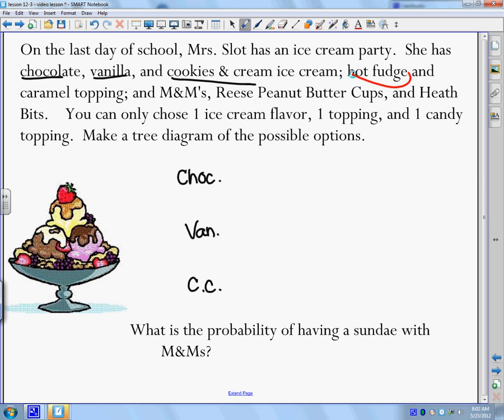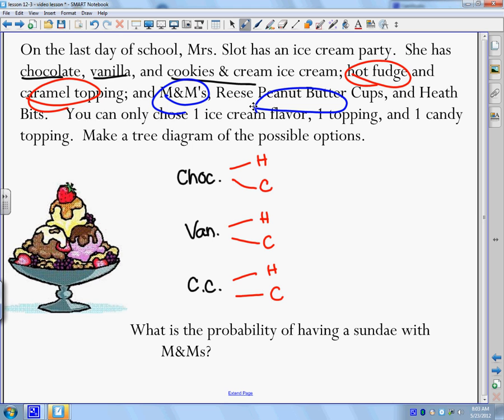Next, I have hot fudge or caramel topping. So from each of these, I have hot fudge or caramel topping. Hot fudge or caramel, and hot fudge or caramel. And then lastly, I have M&M's, Reese's Peanut Butter Cups, or Heath. I have M&M's, Reese's Peanut Butter Cup, or Heath.